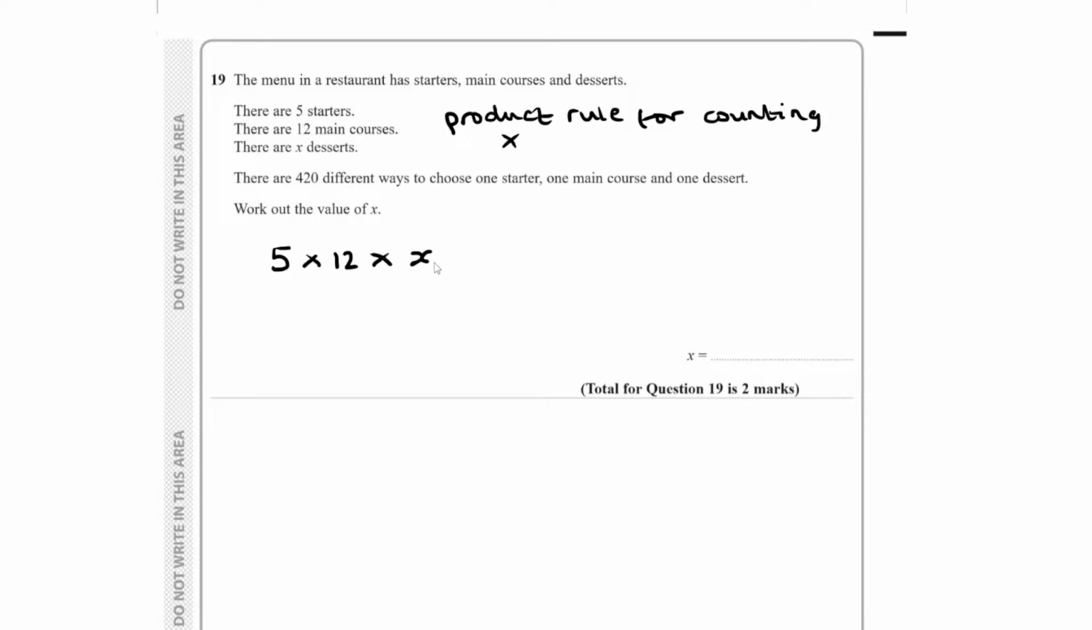The reason why I can do it like this is because if I choose one particular starter, it doesn't affect how many main courses I can choose, does it? They're all separate categories. So I just multiply all of them together. That is what would equal your 420.